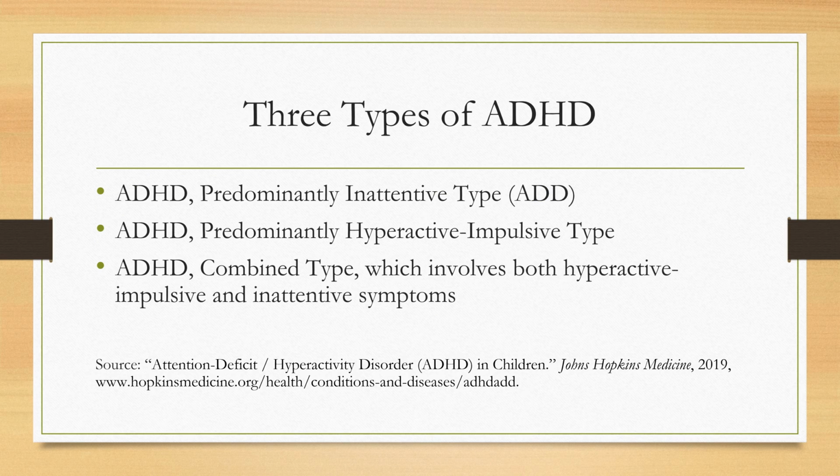So the three types of ADHD. ADHD, predominantly inattentive type, or ADD. ADHD, predominantly hyperactive-impulsive type. And then there's ADHD combined type, which involves both hyperactive-impulsive and inattentive symptoms.